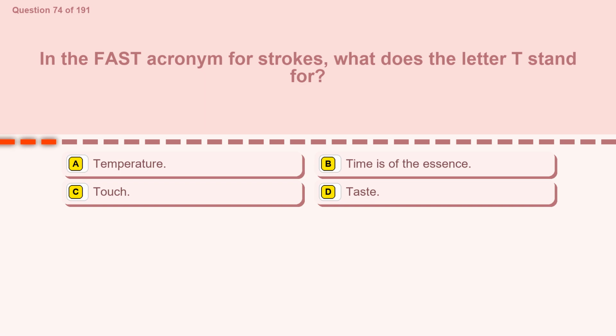Question 74. In the FAST acronym for strokes, what does the letter T stand for? Option A, temperature. Option B, time is of the essence. Option C, touch. Option D, taste.